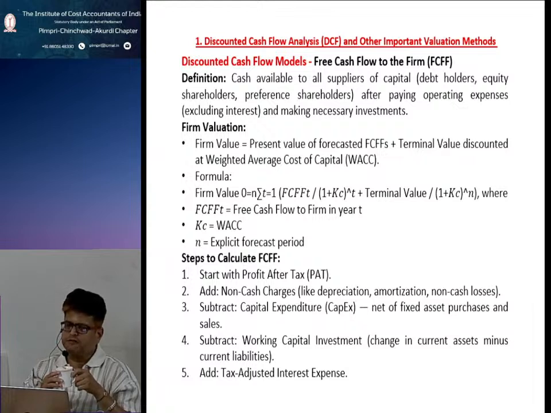Then comes the firm valuation. Firm value is equal to the present value of forecasted FCFFs plus terminal value, discounted at the weighted average cost of capital, that is WACC. The formula is given below, where FCFF_t is the free cash flow to the firm in year t, k is the WACC, and N is the explicit forecast period.